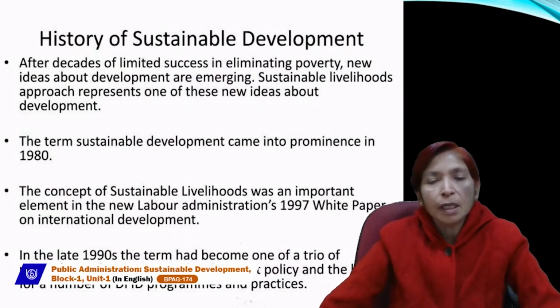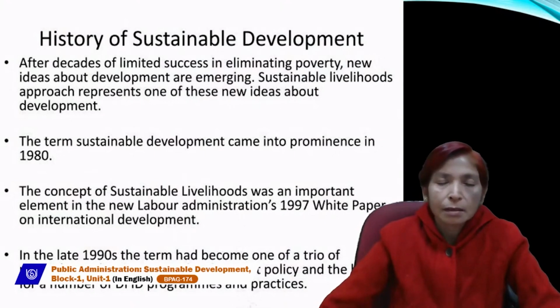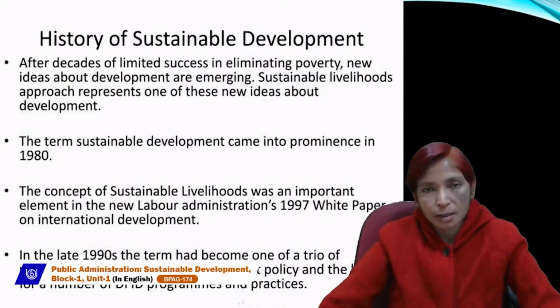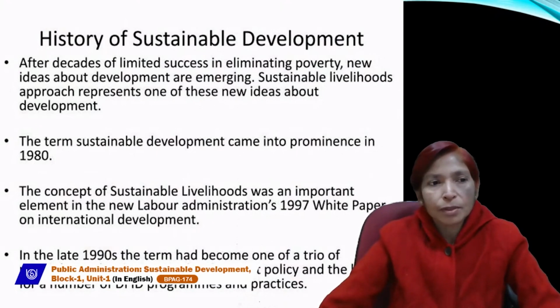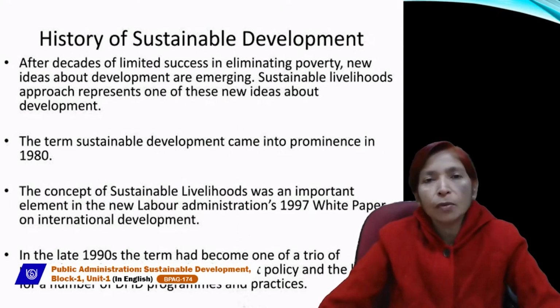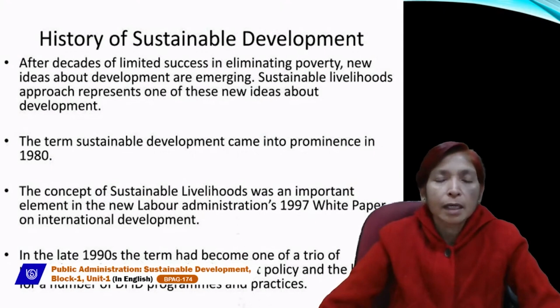After decades of limited success in eliminating poverty, new ideas about development are emerging. The sustainable livelihoods approach represents one of these new ideas about development. The term sustainable development came into prominence in the 1980s. The concept of sustainable livelihoods was an important element in the new Labour Administration's 1997 White Paper on International Development.